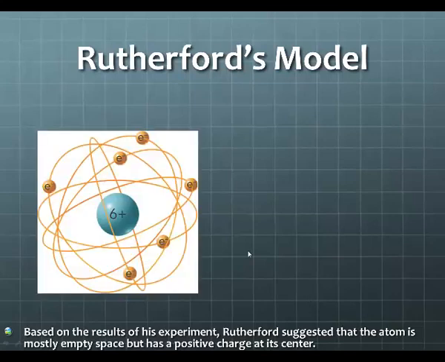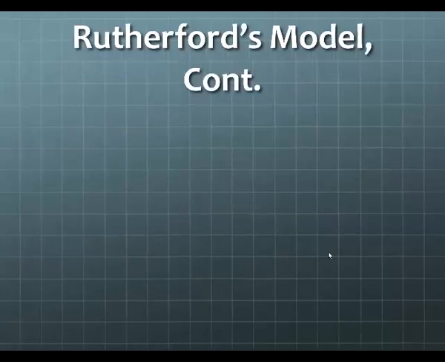This is a picture of what Rutherford thought the atom looked like. He thought it had a positive charged center, and around that positive center were these negative charged electrons, and a lot of the space in between the positive center and the electrons was just empty space. So we know that like charges repel each other. When you take a magnet and you put a positive end of a magnet to a positive end of a magnet, they push one another away. You put the negative side to a negative side, they push each other away. So like charges repel each other.